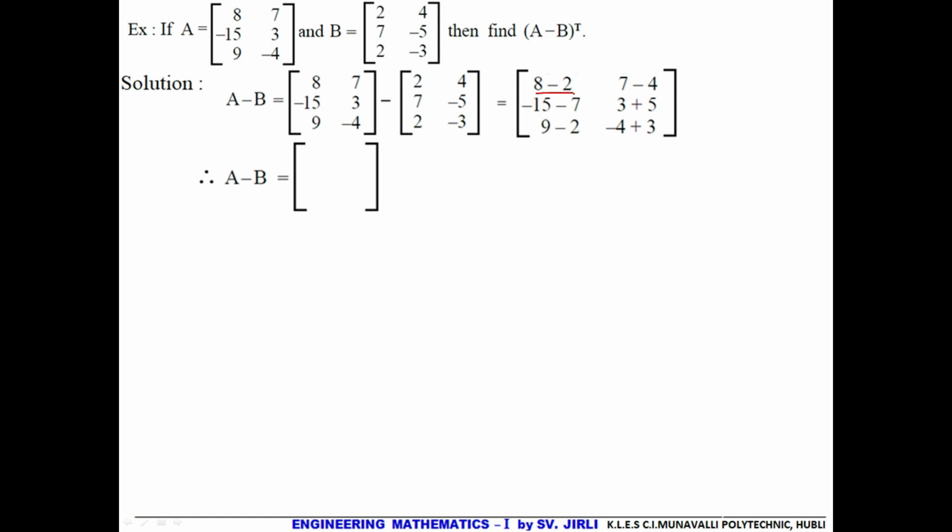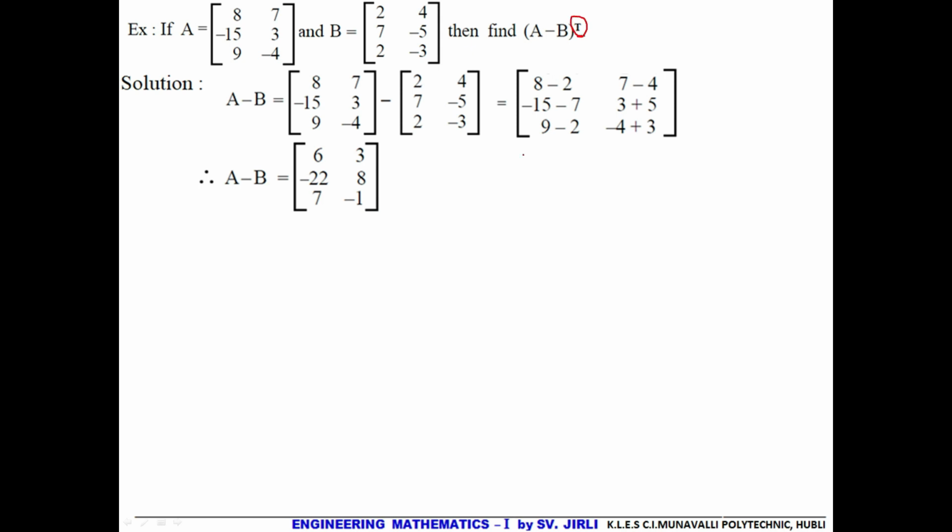Subtract the numbers. First row 6, 3. What is second row? Minus 15 minus 7 is minus 22 and 3 plus 5 is 8. Third row, it is 7, minus 4 plus 3 is minus 1. This is A minus B.